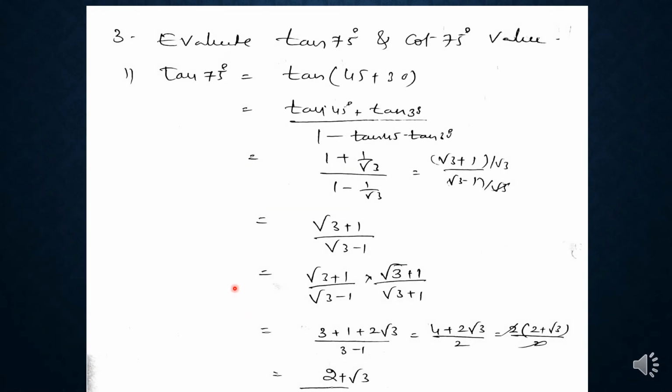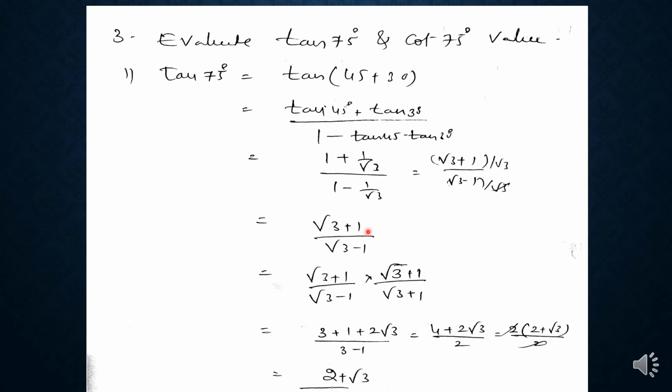Evaluate tan 75 degrees and cot 75 degrees value. So tan 75 can be written as tan of 45 plus 30. This is in the form of tan of A plus B, so tan 45 plus tan 30 by 1 minus tan 45 into tan 30. We know that tan 45 is 1 and tan 30 is 1 by root 3. 1 plus 1 by root 3 by 1 minus 1 into 1 by root 3, that is equal to root 3 plus 1 by root 3 by root 3 minus 1 by root 3. That is root 3 plus 1 by root 3 minus 1.